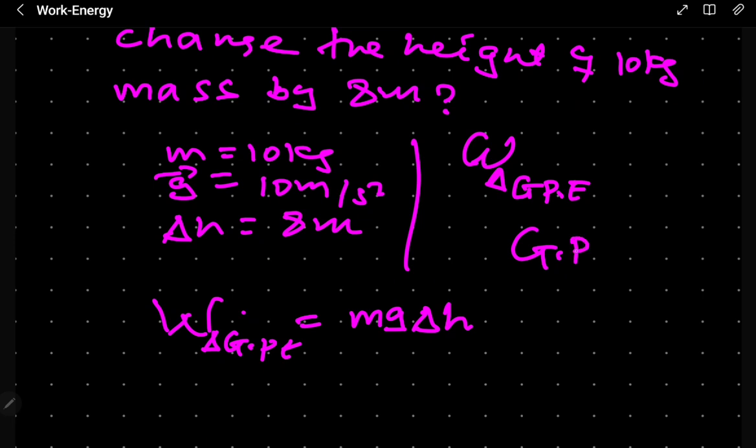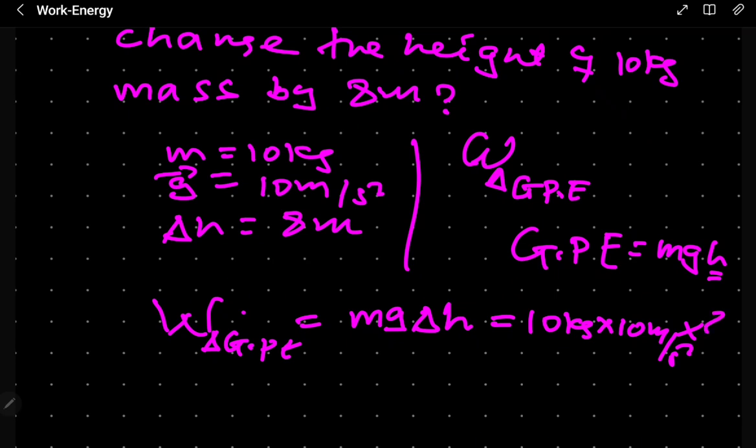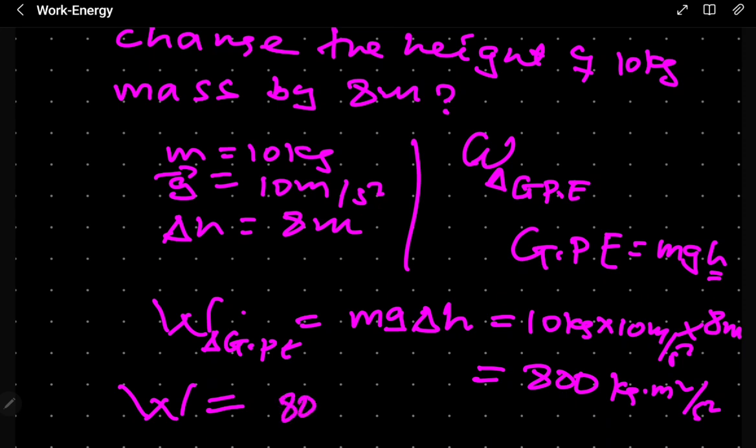Remember, gravitational potential energy is simply mg height. This height is not a change, but when you calculate work, it is a change. So this is equal to 10 kilogram times 10 meters per second square gravity times the change in height, 8 meters. So this will give you 800 kilogram meter square per second square. This is going to give you the work done is equal to 800 joule.